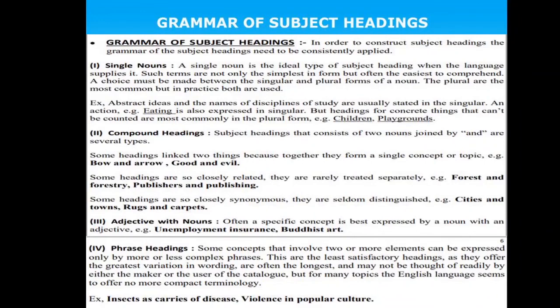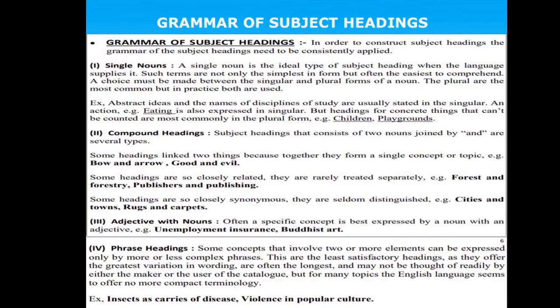Coming to grammar, these are the general syntax rules for assigning different subject headings, right? A single noun is the ideal type, the perfect type, while representing the thought content of the subject, when the language supplies it. A simple noun gives the simplest form. It is easy to identify, and often easiest to comprehend. That is true actually. For example, abstract ideas and names of disciplines, physics, chemistry, whatever it may be, are usually stated in singular. And an action, for example eating, is also expressed in singular.